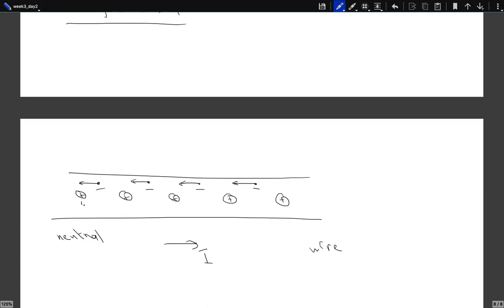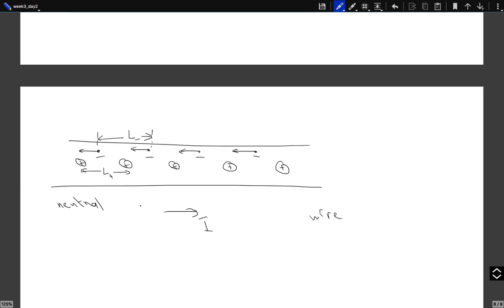More or less, on the average, if you call this distance L plus, and this distance L minus, let's call this charge Q plus, this charge Q minus. Q plus over L plus is equal to Q minus over L minus, with a minus sign because they are just opposite charges. So the charge density of the positive charges is equal to the charge density of the negative charges. Let's say that these negative charges are moving with a speed v in that direction.